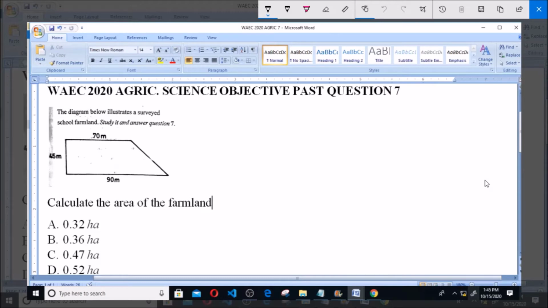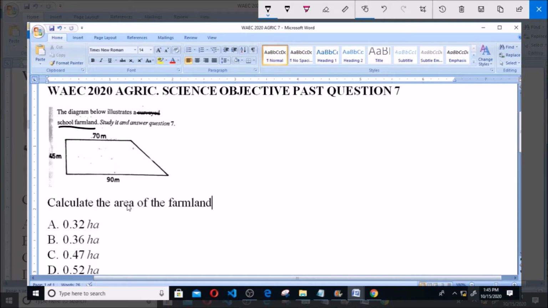So we have a diagram illustrating a surveyed school farmland, and we have to use it to answer this question. Now we are asked to calculate the area of the farmland. A, 0.32 hectares; B, 0.36 hectares; C, 0.47 hectares; D, 0.52 hectares.